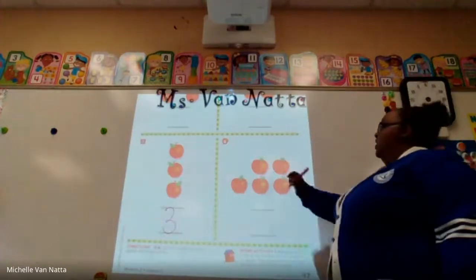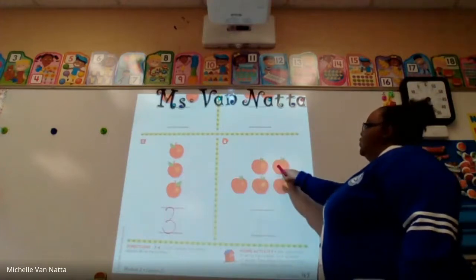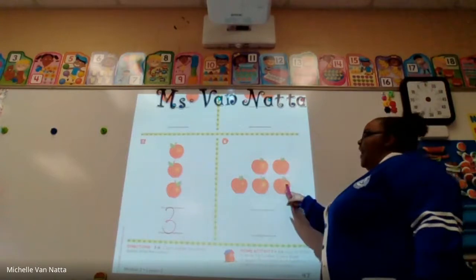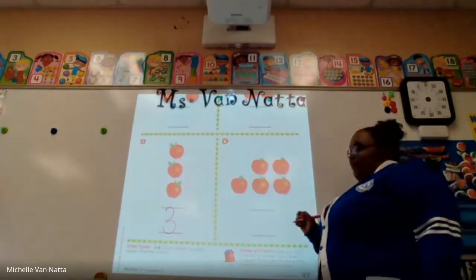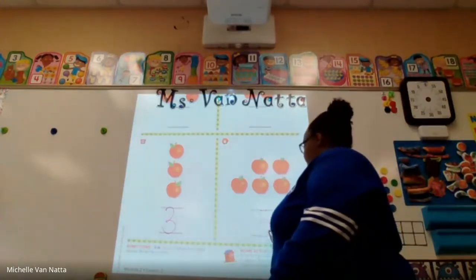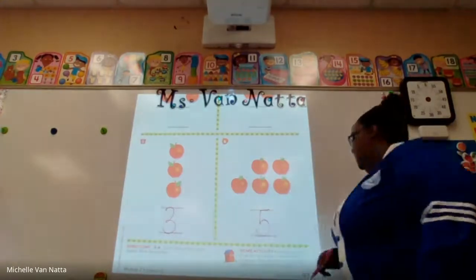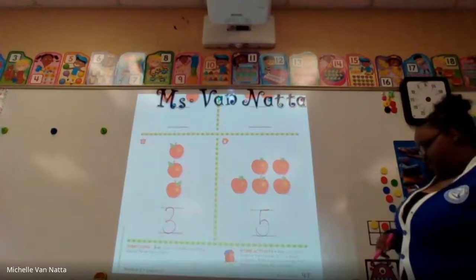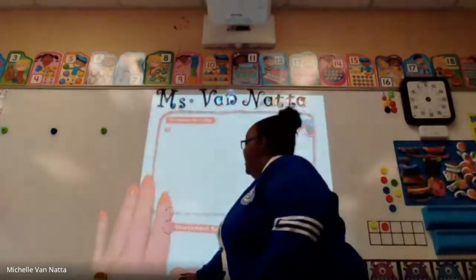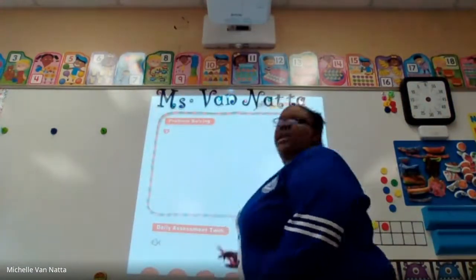Now we're going to come here and count the apples. 1, 2, 3, 4, 5. 5 apples. Let's write our number 5 here. The number 5. Okay. Now we're going to move on. Now we're on our next page. What's the directions for this?